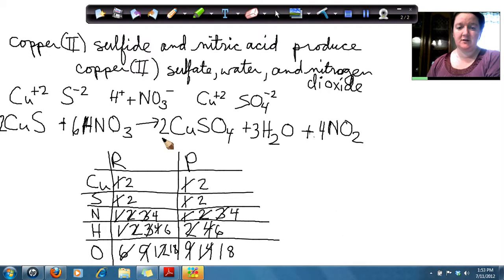But over here I'm going to have 2 times 4, which is 8, plus 3. 8 plus 3 is 11. Plus another 8 would be 19. I'm not sure this one works out at all. We have copper 2 sulfide, nitric acid, copper 2 sulfate plus water and nitrogen dioxide.